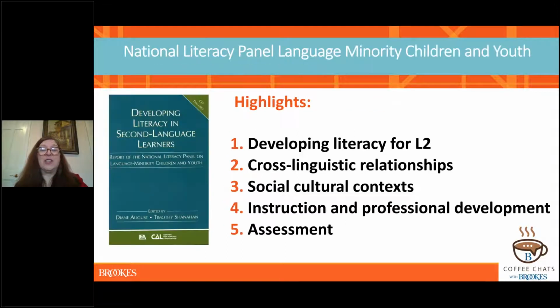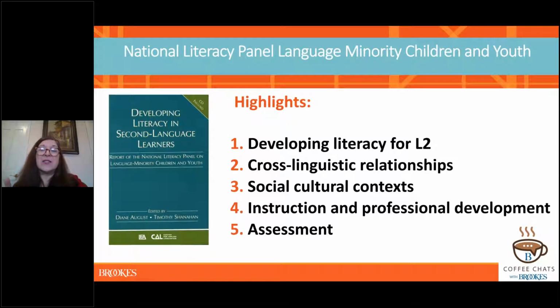But in addition, in the book, we cover the highlights of developing literacy in a second language. This is the report of the National Literacy Panel on Language Minority Children and Youth. And so here, what we find out is those 5 components of literacy that we know from the National Reading Panel are crucial also for English learners.